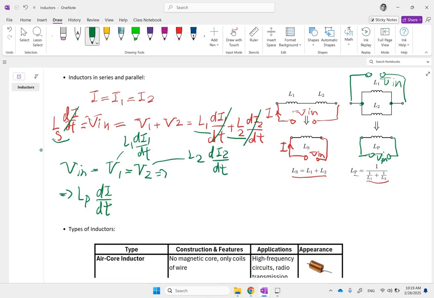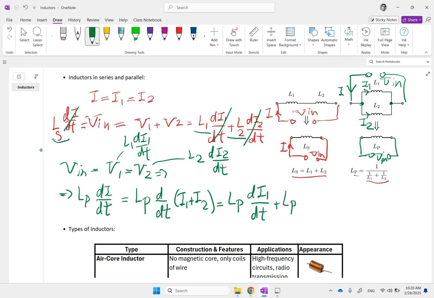And the thing is, the I that goes in this case is the sum of I1 and I2. So I here, if I want to write it, I write it as L d over dt of what? I1 plus I2. So it is going to be LP di1 over dt plus LP di2 over dt. Okay, that is your V in in terms of these, right?